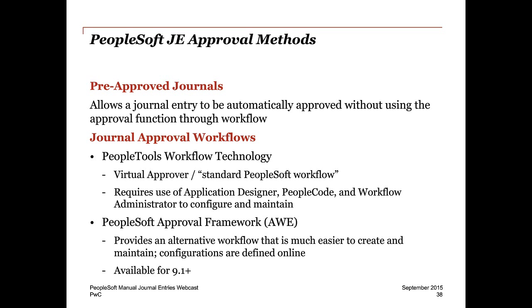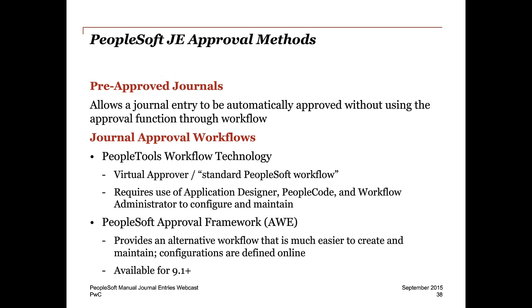So when we talk about approval methods, journal approval methods specifically in PeopleSoft, a couple of distinctions here. There's a mechanism in place to pre-approve journals, and that's certainly an option and may be a valid option. We'll touch on that briefly, but the main focus here is actually more on the approval workflow functionality that's delivered with PeopleSoft. There's two different types. You might hear the term virtual approver or the AWE. And that's the newer approval framework from PeopleSoft, most recently introduced with PeopleSoft 9.1. That's going to be the focus of the next few slides here.